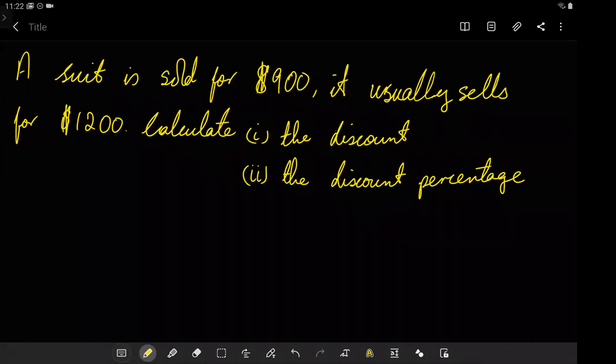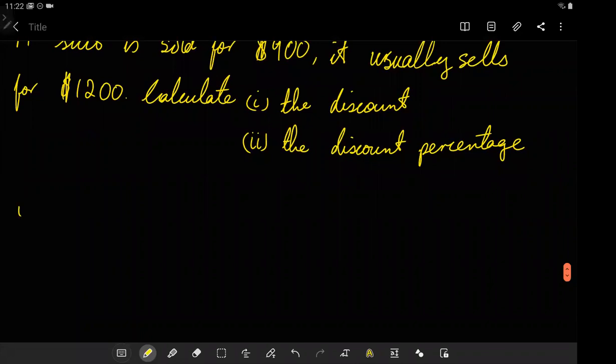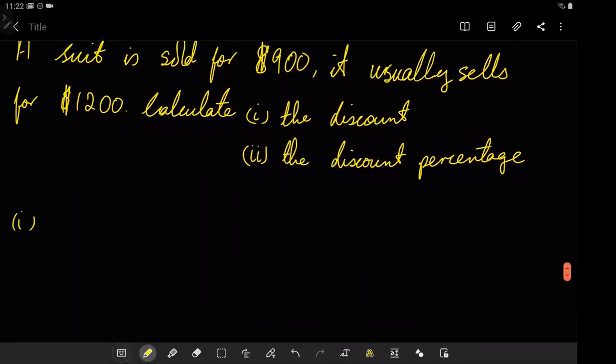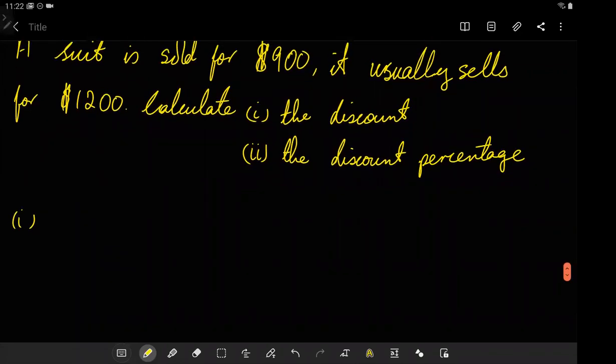So what's the first thing we need to do to find the discount? What do you think the discount is? $300. Yes, the discount is $300. But how did we get that? So you say 1200 minus 900.